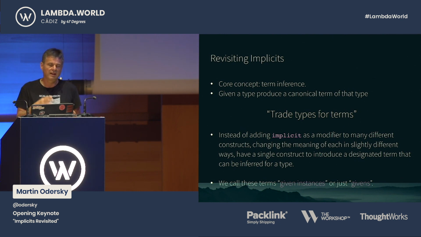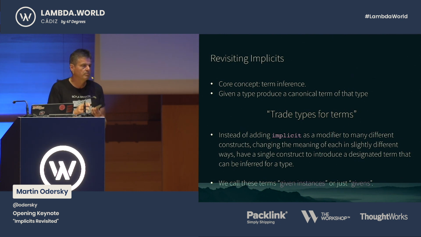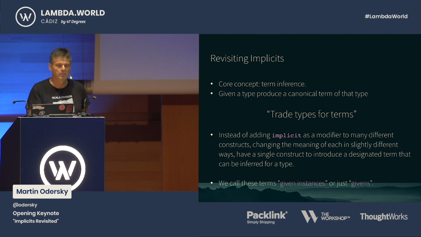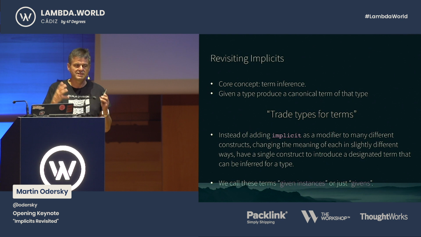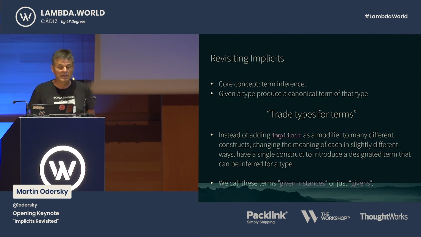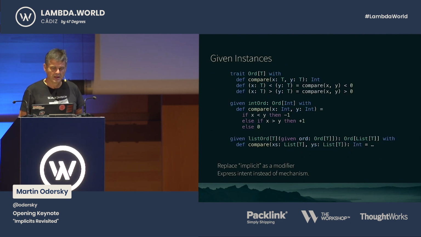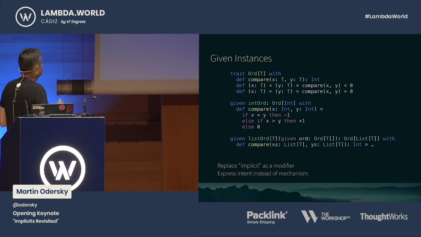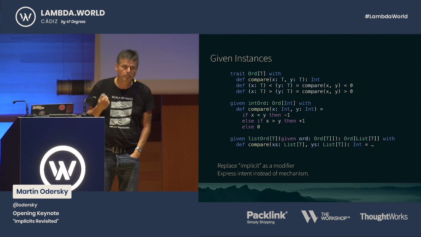So instead of adding implicit as a modifier to many, many different things, changing the meaning of each in slightly different forms, we want to have a single construct that does this, that introduces a designated term that can be inferred for a type. And we call these terms given instances, or just givens. So given is the new implicit. So, given instances. Here's a first introductory example.